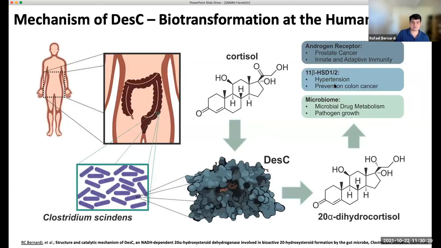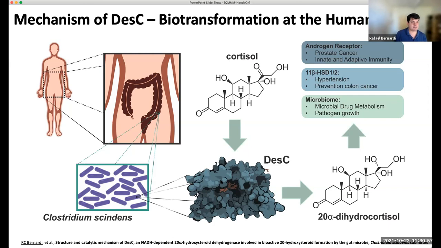Also some of these enzymes are connected to other enzymes. These enzymes activate another one, with a connection to hypertension and to prevention of colon cancer. They also influence the growth of microbes in your microbiome and influence how drug metabolism happens in the gut microbiome. All of that is somewhat coordinated by this Clostridium scindens organism that has this enzyme.